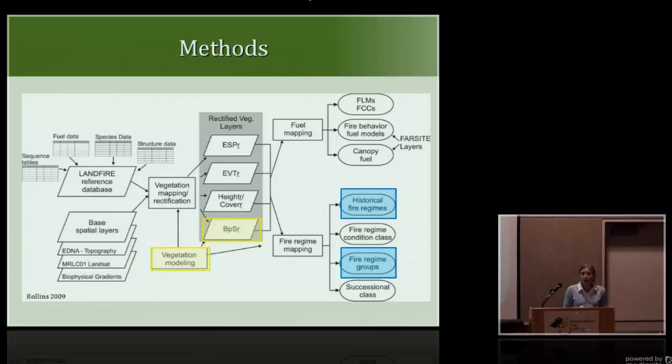So then succession class is mapped a little bit differently because of course that's supposed to represent the current vegetation on the landscape. So we do that by combining several of our vegetation layers. We take existing vegetation type, height, and cover.